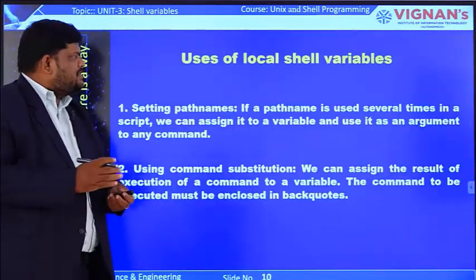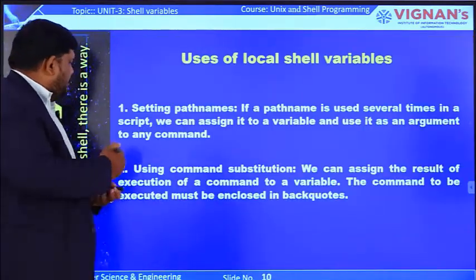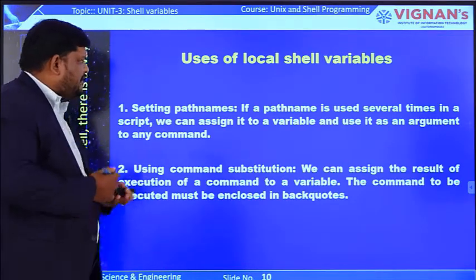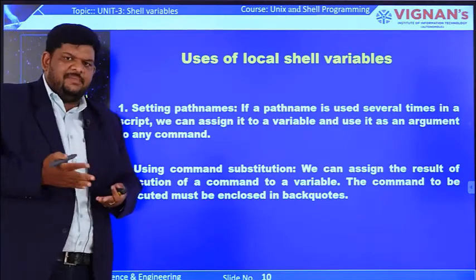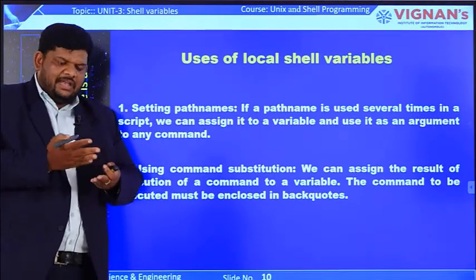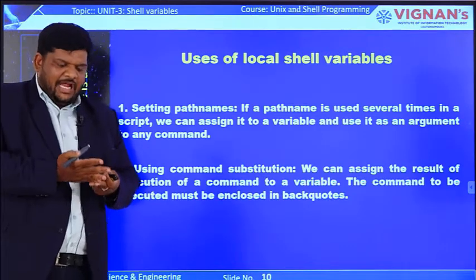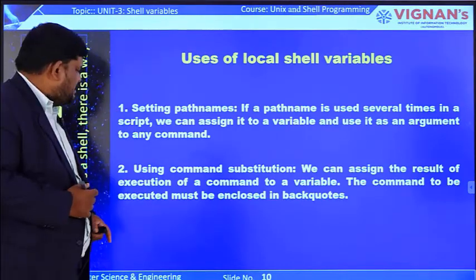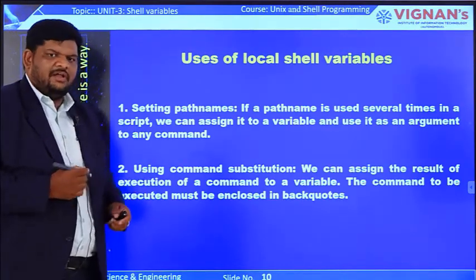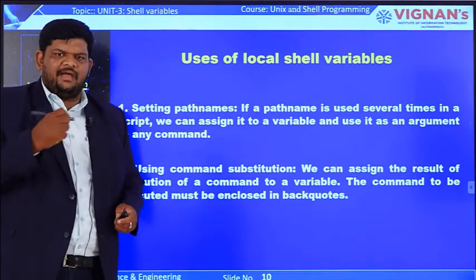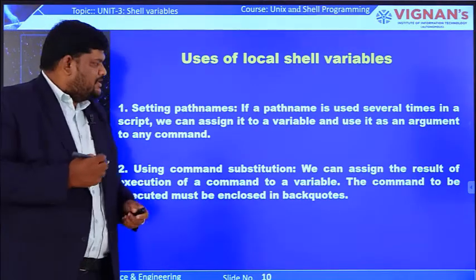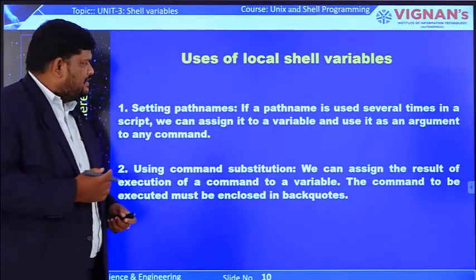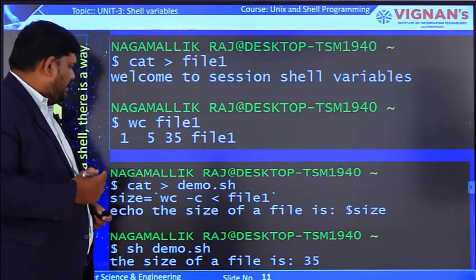Now let us see some uses of local shell variables. Consider two ways: one is setting path names. If you are using a path name several times in a shell script, rather than that we can assign the path name to a variable, and we can use that variable name as an argument to the particular command. The next one is using command substitution. We know how to substitute a command: within backquotes we write the command. So variable is equal to command substitution, like that we can also assign. Let us consider an example of how we assign.